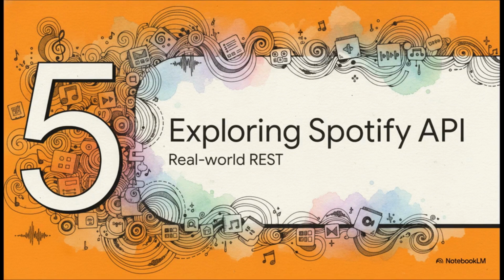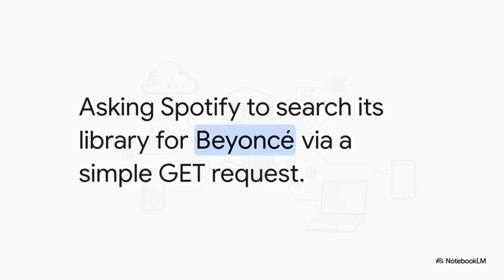All right, let's put this into practice with part 5, exploring the Spotify API. Consider how a specific API URL is structured. If we send a standard GET request to a specific Spotify endpoint, we're basically asking them to search their entire massive library for Beyoncé.